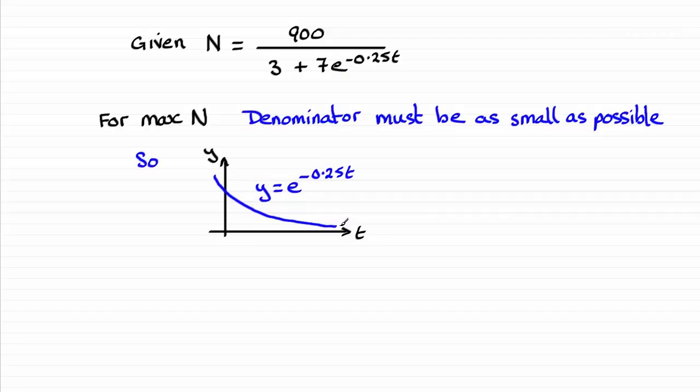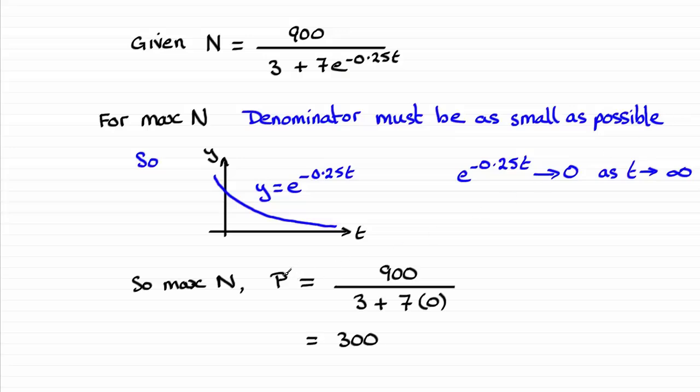And so you can see that it never crosses or touches the t-axis. It just approaches it. So we can see then that for that smallest value, it's going to approach 0 as t tends to infinity. So it's just a question then of substituting 0 into here. And if you do that, then clearly we've got 900 divided by 3. And so that maximum value of n, which we call p, is going to be 900 divided by 3, which is 300.